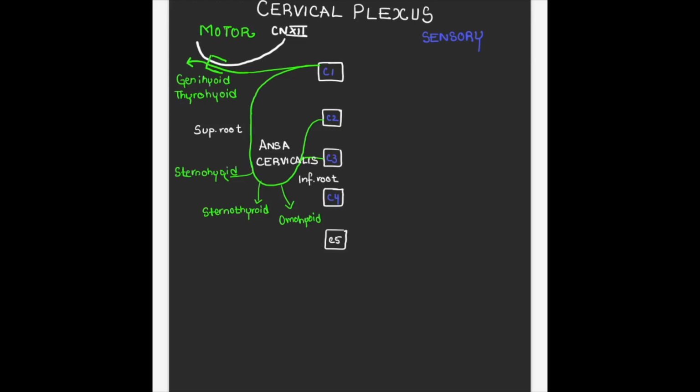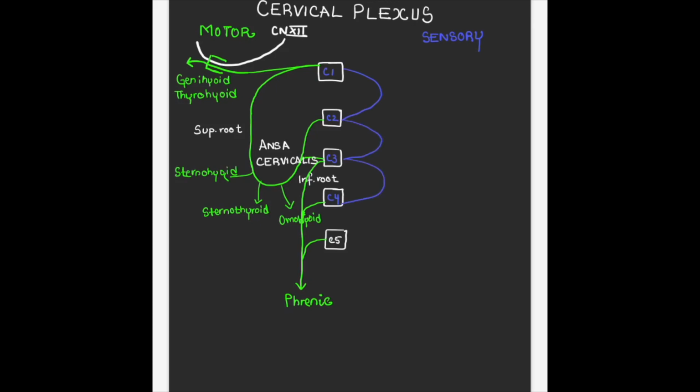Right, lastly, we have three interactions again. So C3, C4, and C5 contribute to the formation of the phrenic nerve, and this innervates the diaphragm. And that's all for our motor innervation by the cervical plexus.